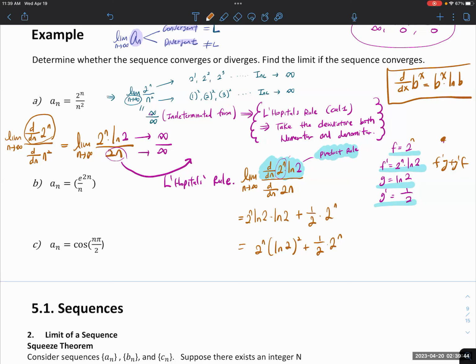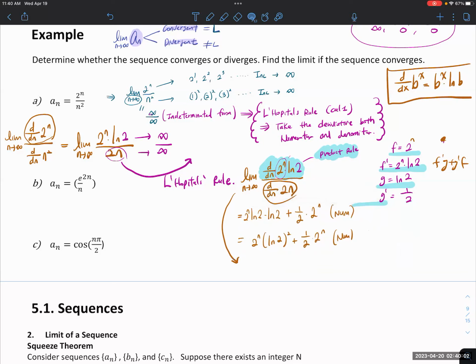And then what happened, the denominator, this part, this is going to be just a 2. So therefore, I'm going to write everything here. So this is the numerator. So the entire outcome we got, and the denominator 2n derivative is 2. You have a 2 to the n, ln 2 to the second, plus 1 over 2, 2 to the n. Are you okay with that? I'm going to make a space.